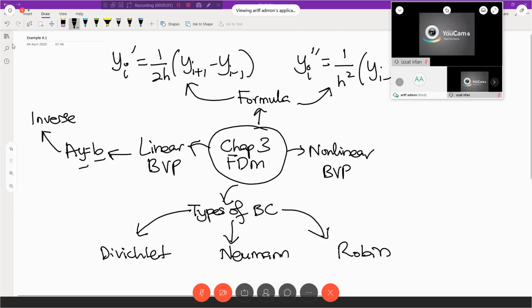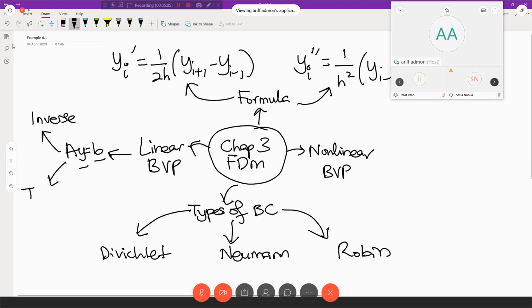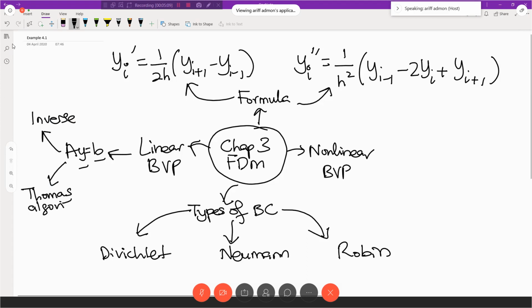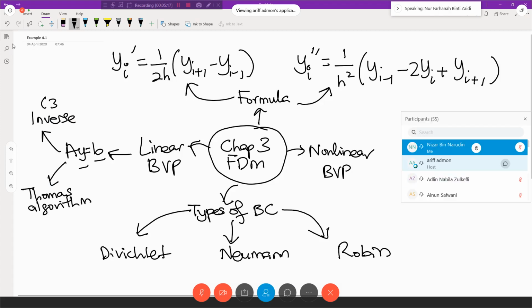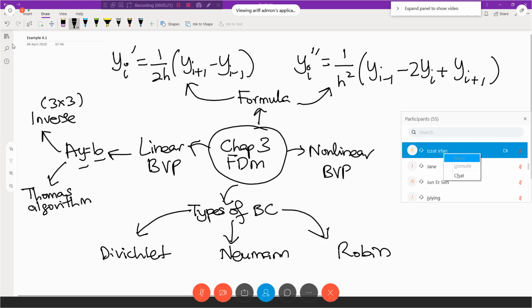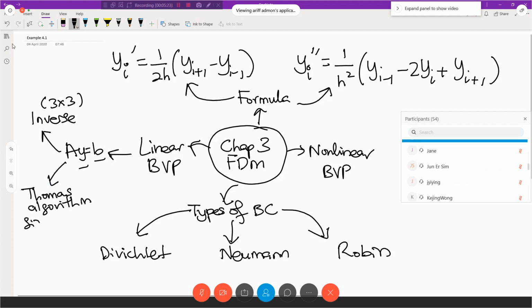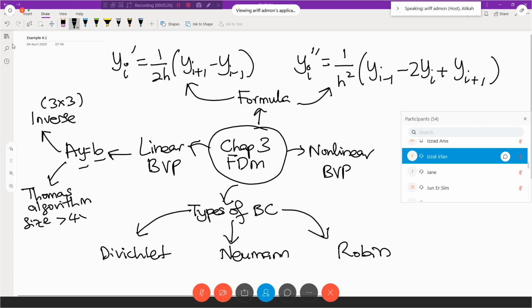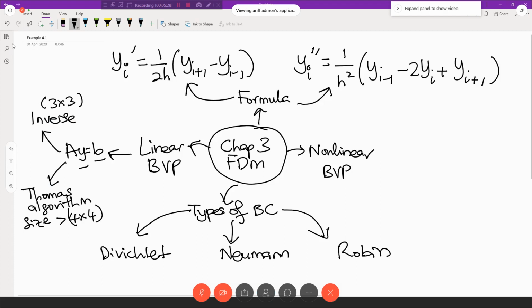you can solve using inverse or Thomas. Inverse, why? For the case of 3 by 3 only. For Thomas algorithm, we use it when the size of matrix A is bigger than 4 by 4.